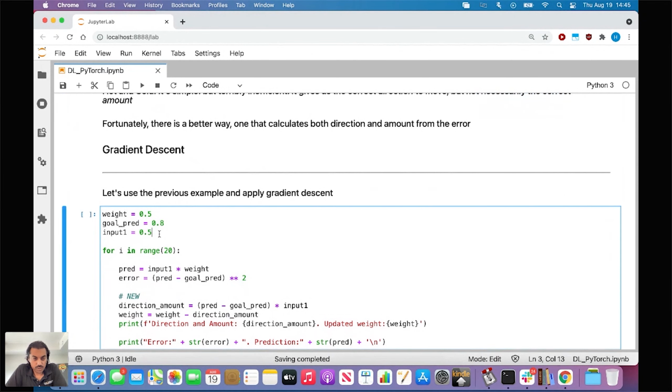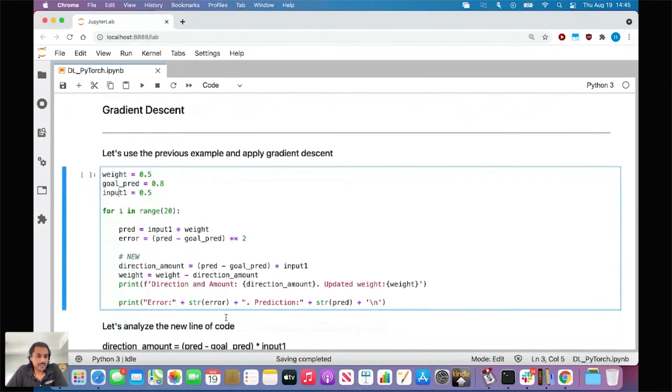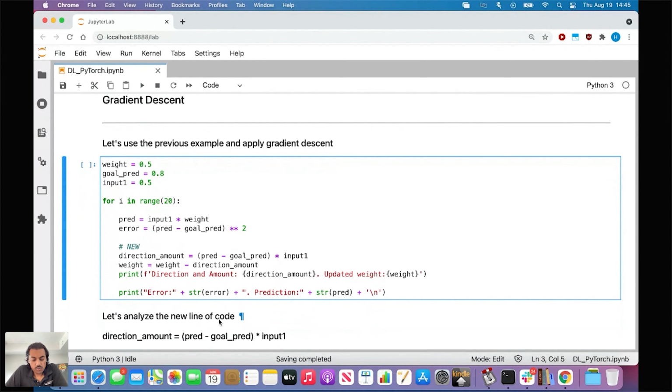Okay, so let's see if I can help you understand what gradient descent is. I took the same weight, same goal, and same input from the last example, but I tweaked it a little bit. We're going to iterate through this example 20 times. In this for loop, we're going to iterate 20 times and see how close we can get to our prediction. Again, our prediction is the input multiplied by the weight. Here is what I want to pull your attention to. Sorry, not here. That's the mean squared error, but it's coming. So here's the mean squared error. Here's the new code that I want to introduce.